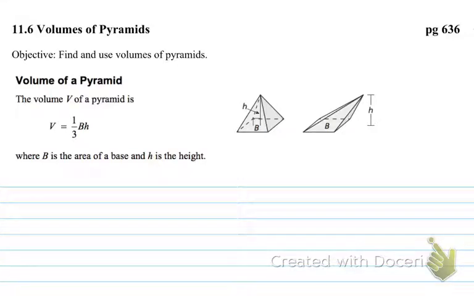Okay. All right, section 11.6, volumes of pyramids. So our objective for this lesson is to find and use the volumes of pyramids. Again, still talking volume. And in the last section, we talked about the volume of a prism. Again, we had that volume of a prism.